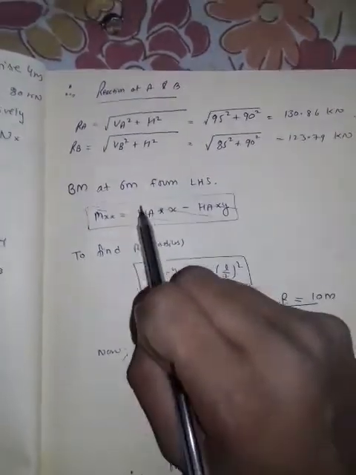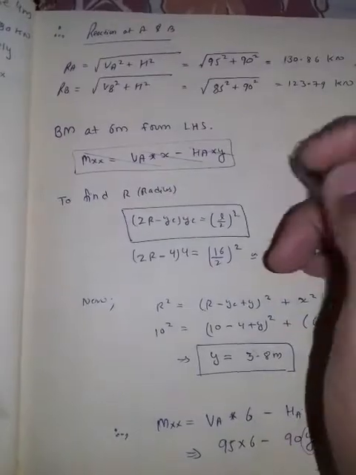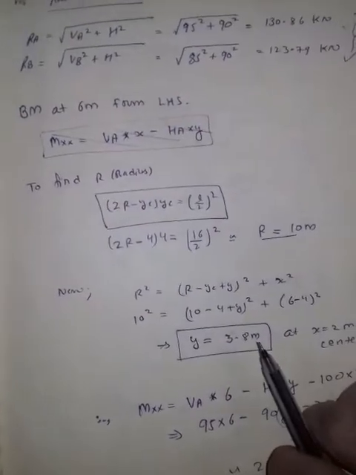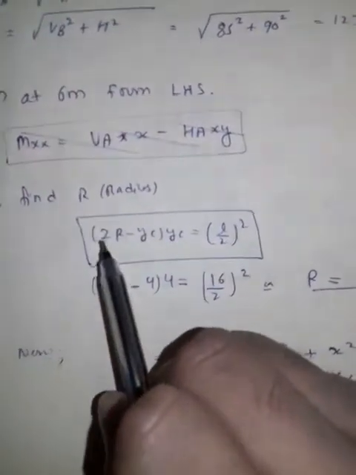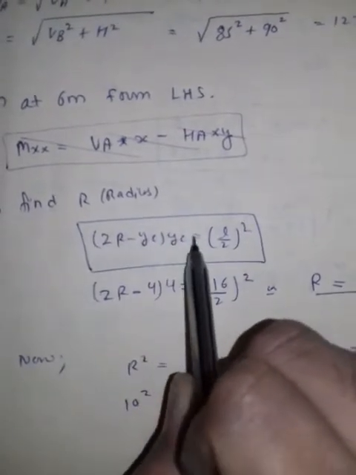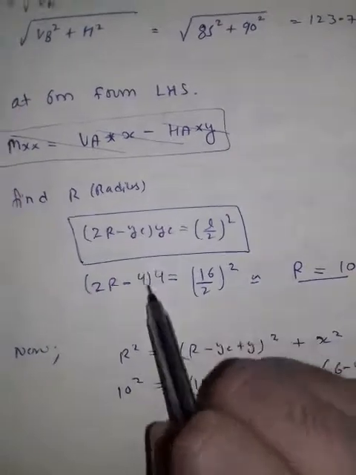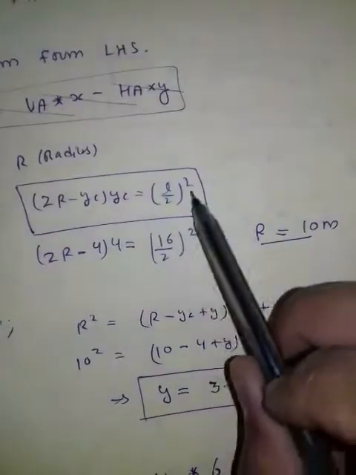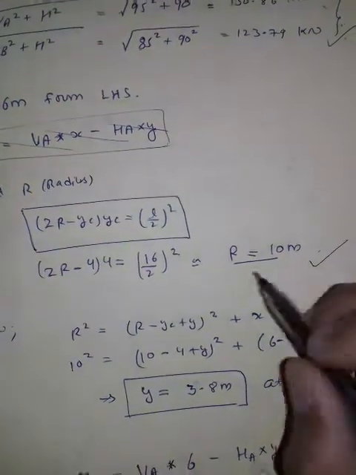Before calculating the bending moment, we also need to know the value of the radius R, the rise y, and the slope. For the calculation of the radius, we know this formula: (2R minus YC) multiplied by YC is equal to (L by 2) whole square. The central rise is 4 meter and the total span L is 16 meter. So we calculate the radius of the arch, that is 10 meter.